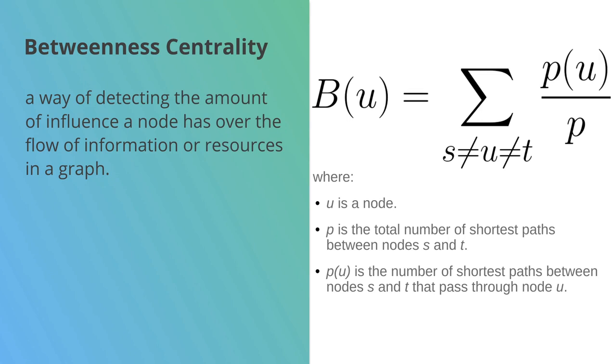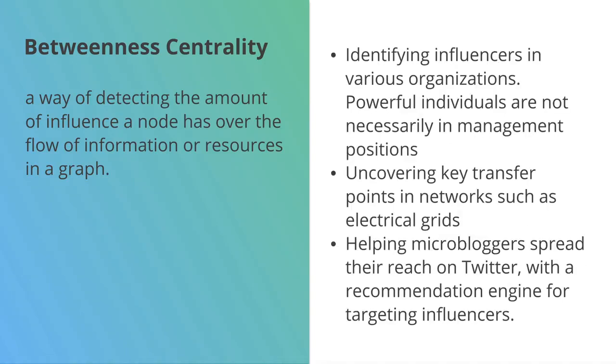Now, the complete version of betweenness centrality generally takes very, very long to run, because it has to compute the shortest path between all pairs of nodes in the whole graph, which doesn't really scale to big graphs, so you'll usually use an approximate solution here. Again, it's useful for finding influencers, and they're not necessarily the people sitting in management positions. It can also be useful for finding the transfer points in a network, such as an electrical grid, or for microblogs to figure out how they can spread their blog around Twitter into other subgraphs.